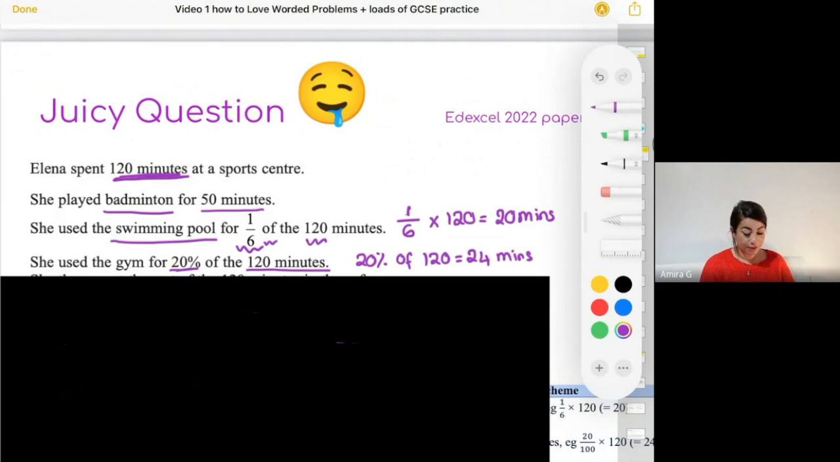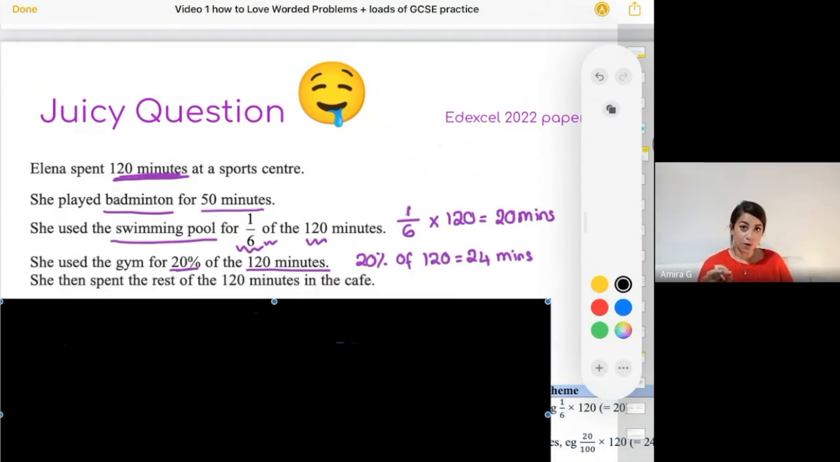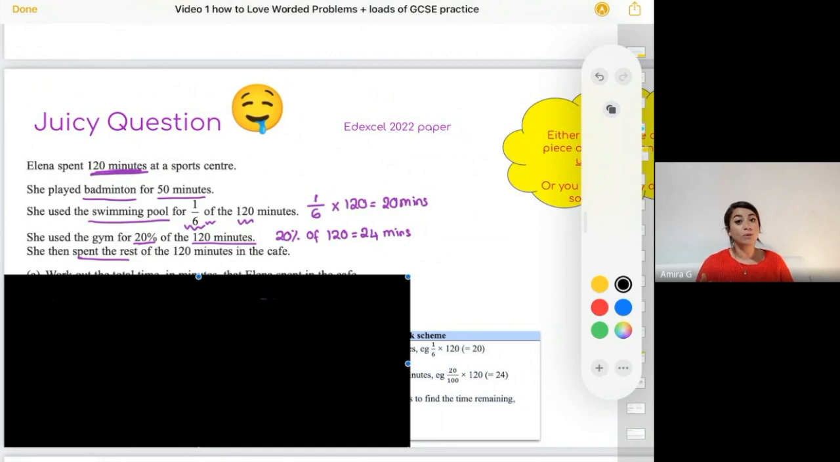Now I'm going to look at the next step. She then spent the rest of the 120 minutes in the cafe. So can we do any maths with that? Yes. Let's see what we're going to do over here. A bit smaller. So how would I then be able to answer that part? Well, how long was she in the cafe for out of the 120 minutes? Let's check. So she did 50 minutes badminton, did 20 minutes in the swimming pool. She did 24 minutes in the gym. Now we're going to add them up.